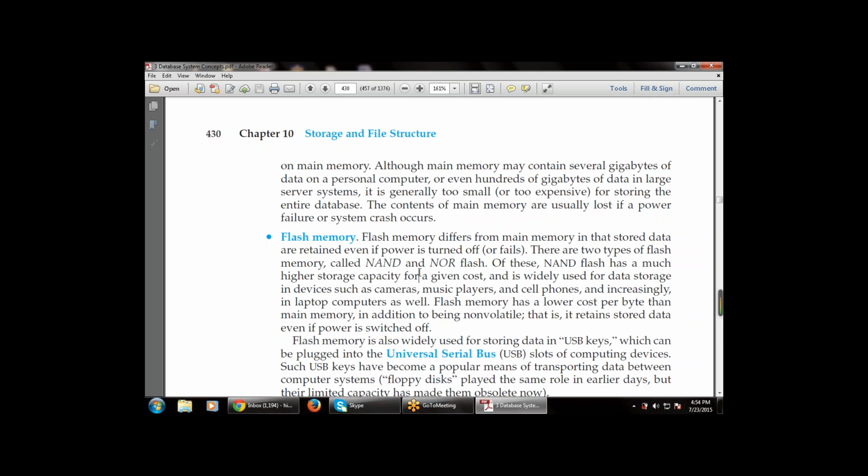Flash memory has a lower cost per byte than main memory. In addition to being non-volatile, that is, it retains the stored data even when the power is switched off. So if the power has gone, the data will still be stored.